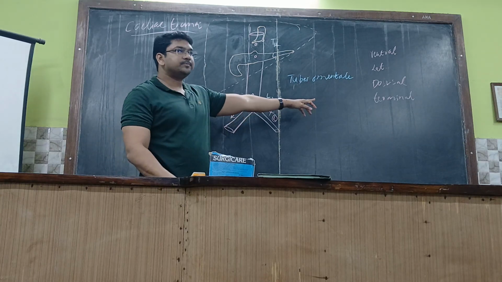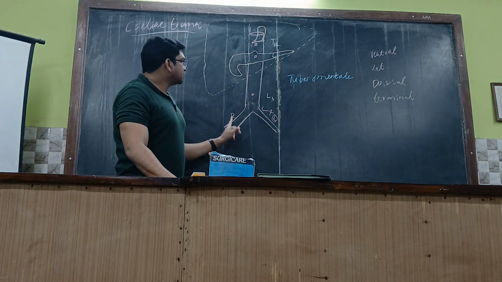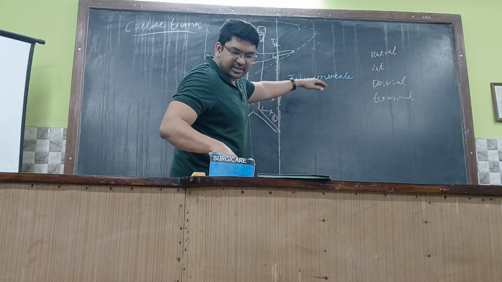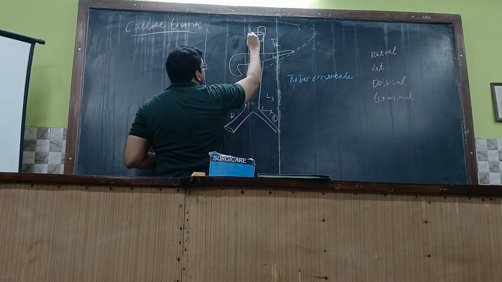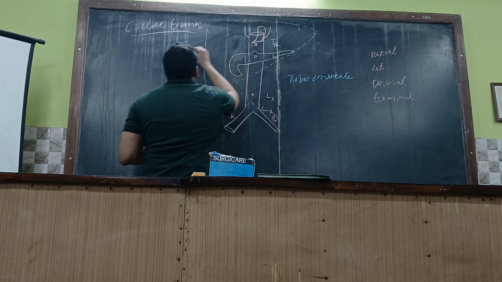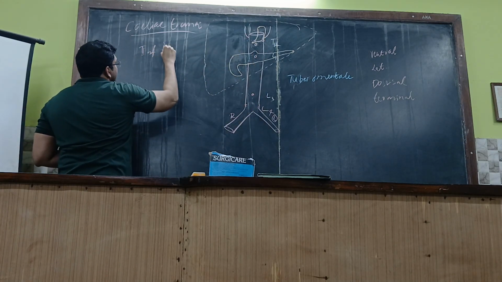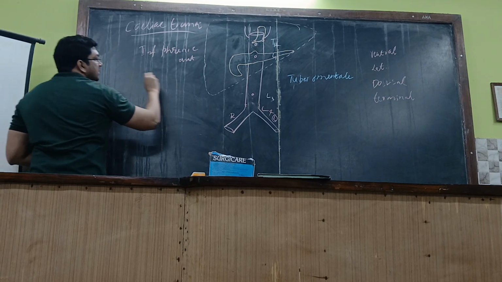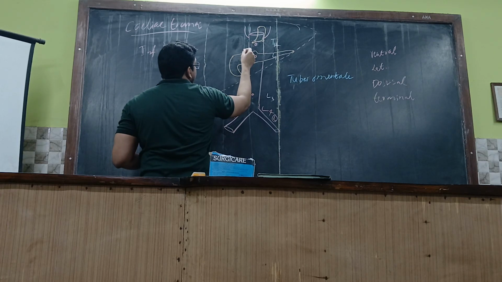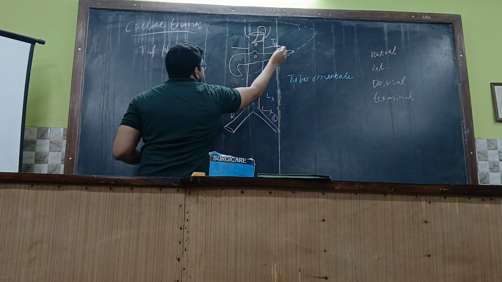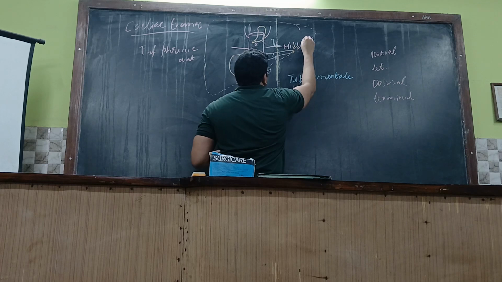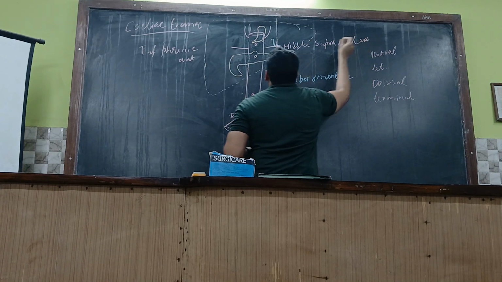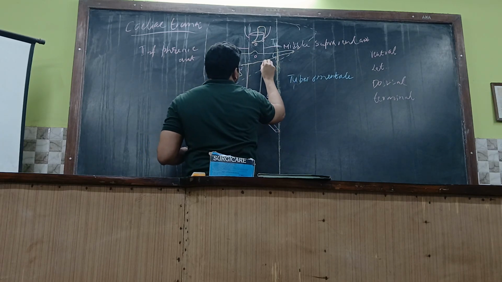And then followed by terminal branches, nothing but right and left common iliac arteries. And the other lateral branches are in a sequence. If you take first of all, there will be inferior phrenic arteries, middle suprarenal artery, for example, middle suprarenal artery, and then followed by renal artery.